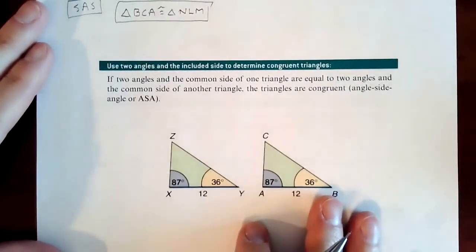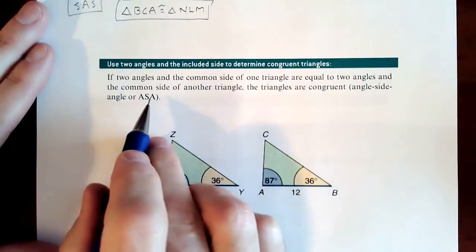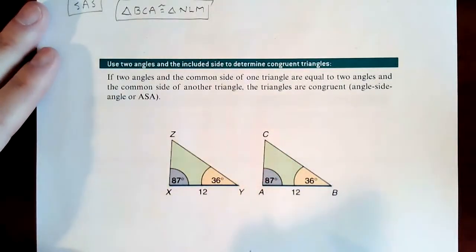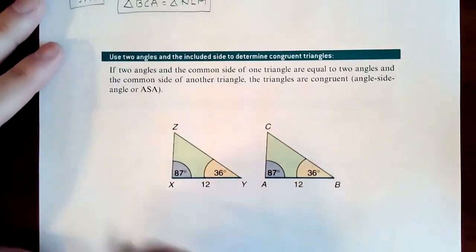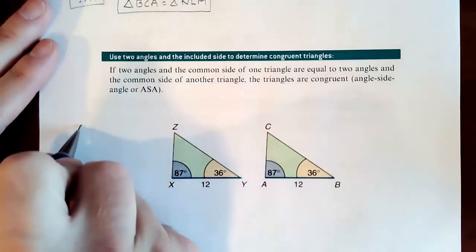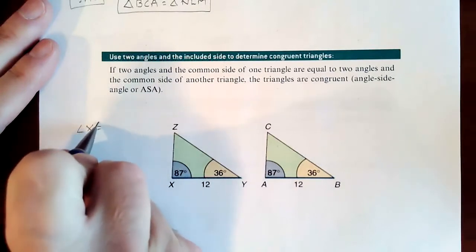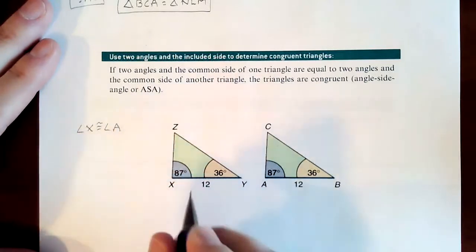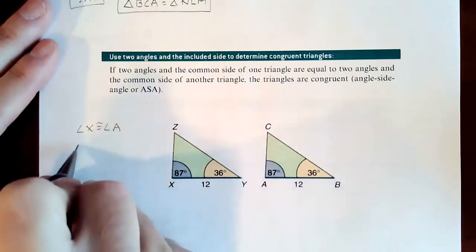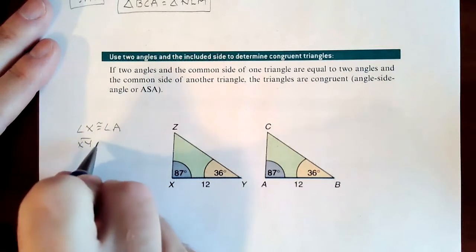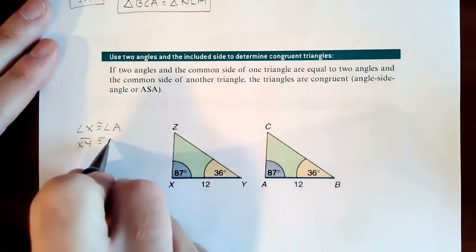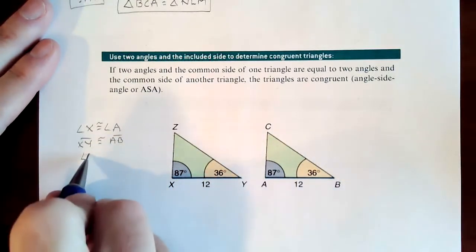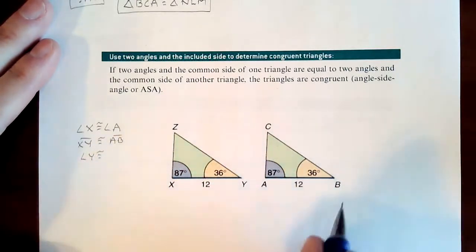All right, and then the last situation is if you have an angle, side, and then an angle. So we have an angle, a side, then an angle. This one, the pictures are in the same order and everything. So let's just list it out. We have an angle. So angle X is 87 degrees, and so is angle A. And then we have a side XY is congruent to side AB. And then angle Y is congruent to angle B.